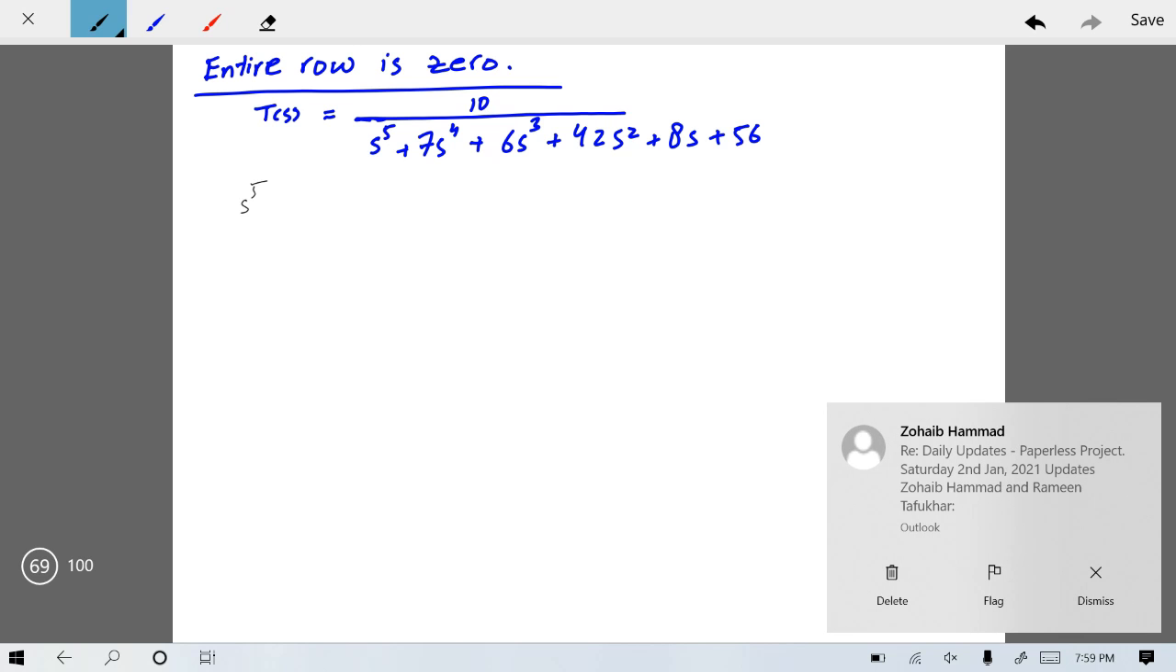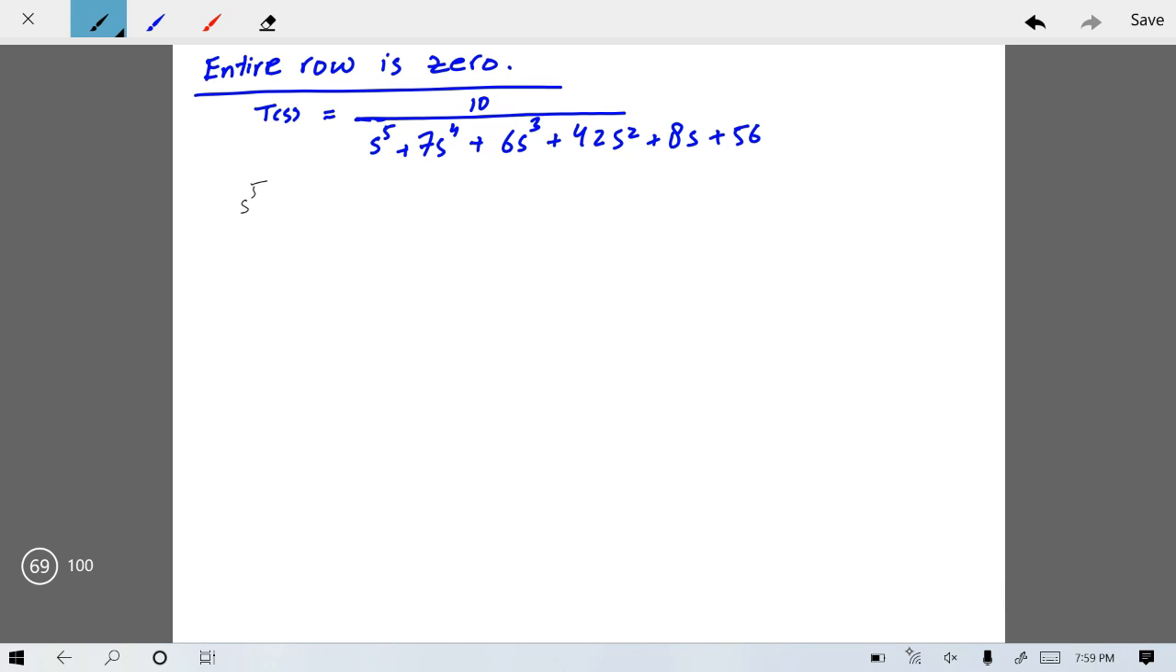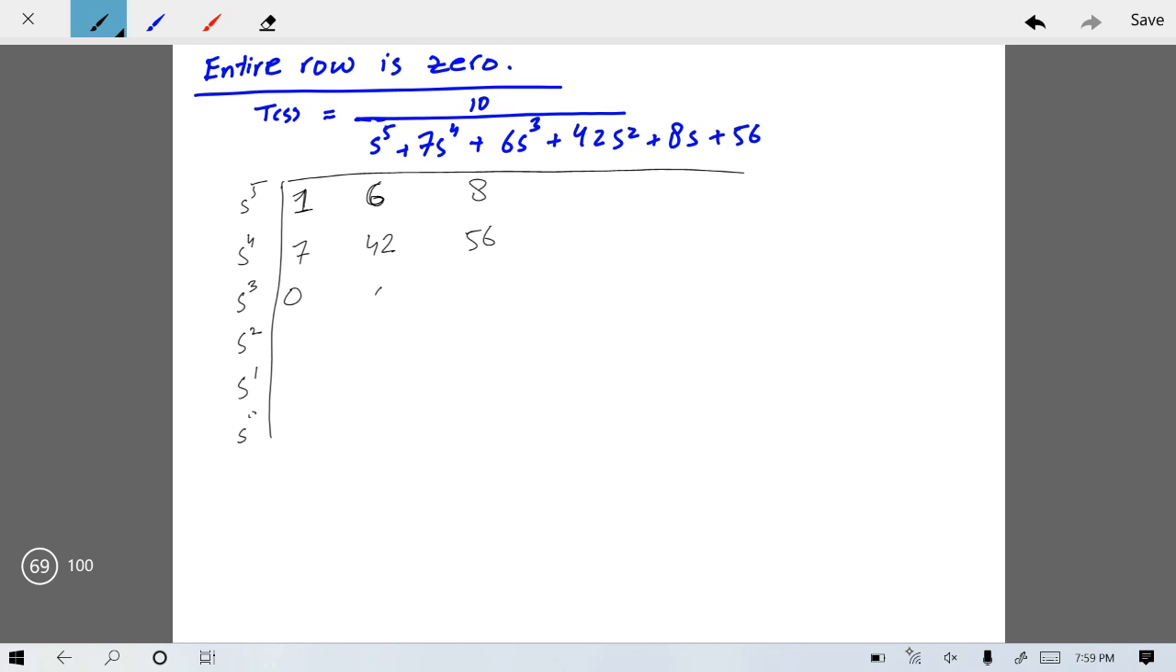S5, S4, S3, S square, S1, S0 over here, and 1, 7, 6, 42, 8, and 56 over here. So what would be over here? 42 minus 42 into 1, 6, 7, 42. So from here I can see that there will be the 0 over here, and then 0 over here, and then 0 over here. So my complete row is equal to 0.